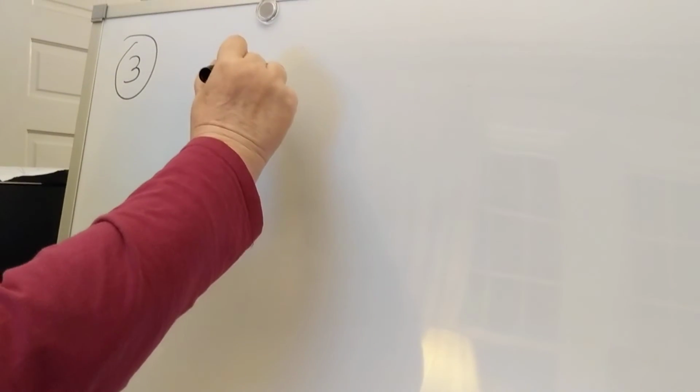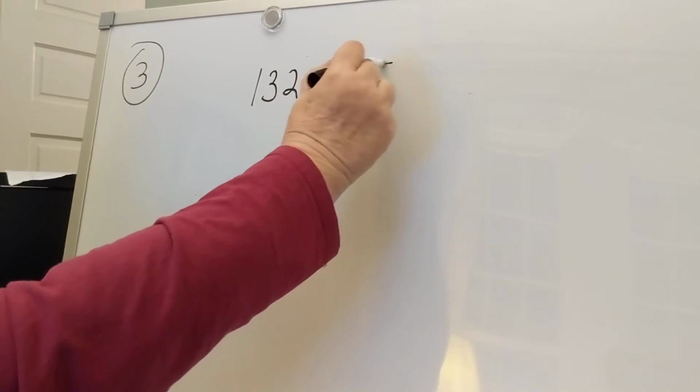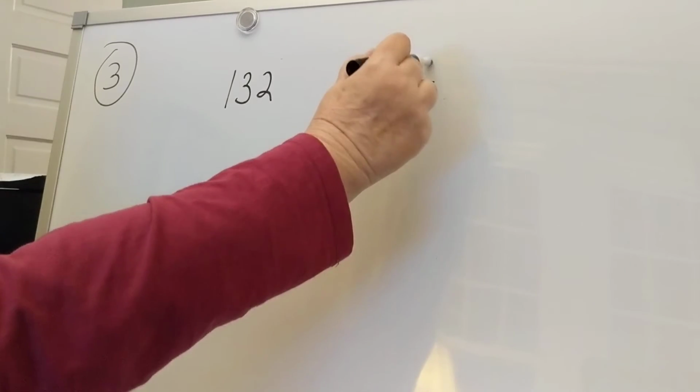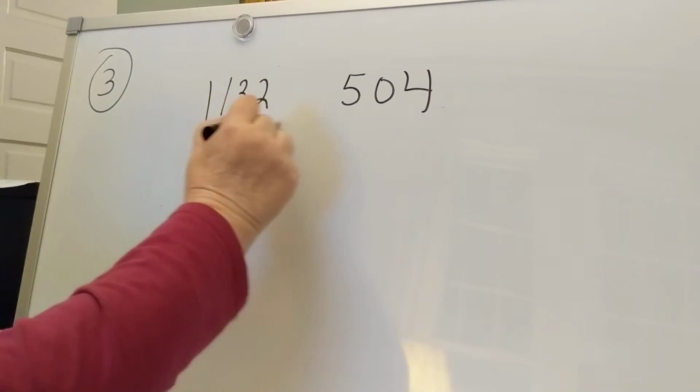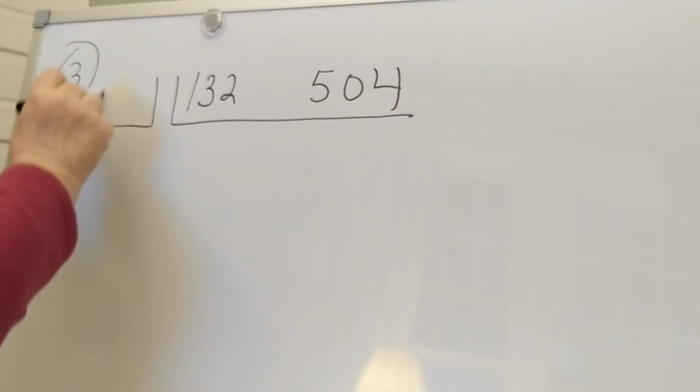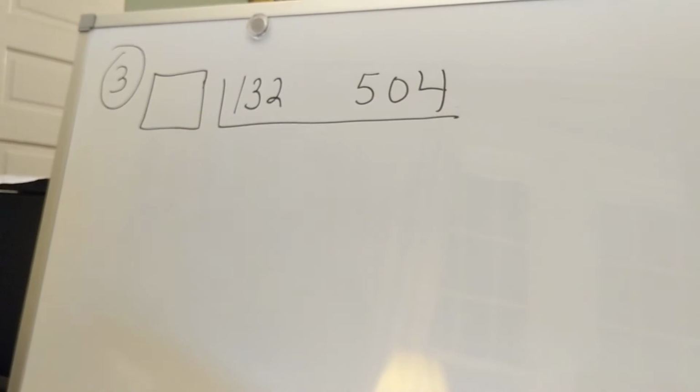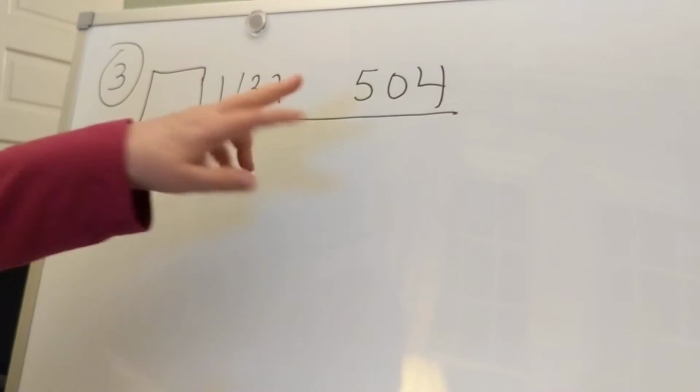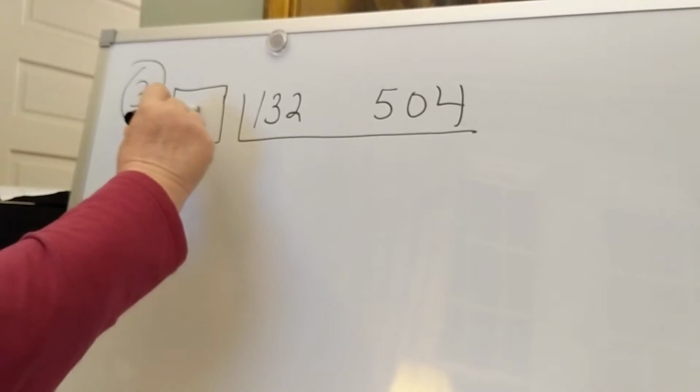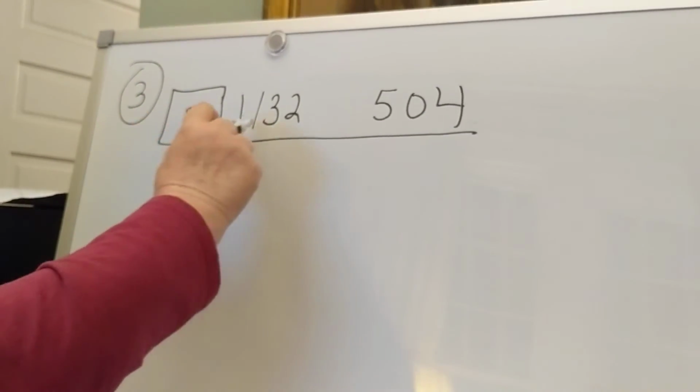Here we go. We're going to find the GCD and LCM for 132 and 504. All right, we're going to put both numbers down and put the line. Now I can think of any number that will divide both of those. I see they're both even, so I'm going to use a 2 and divide it into both of these.